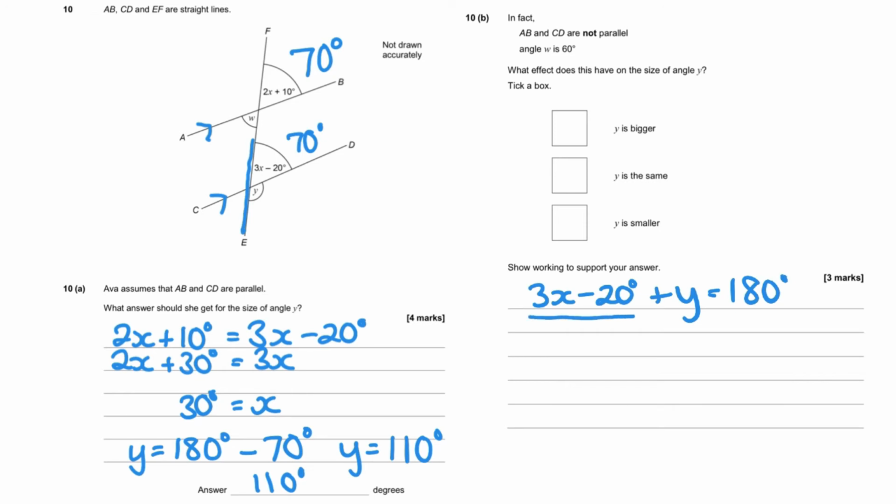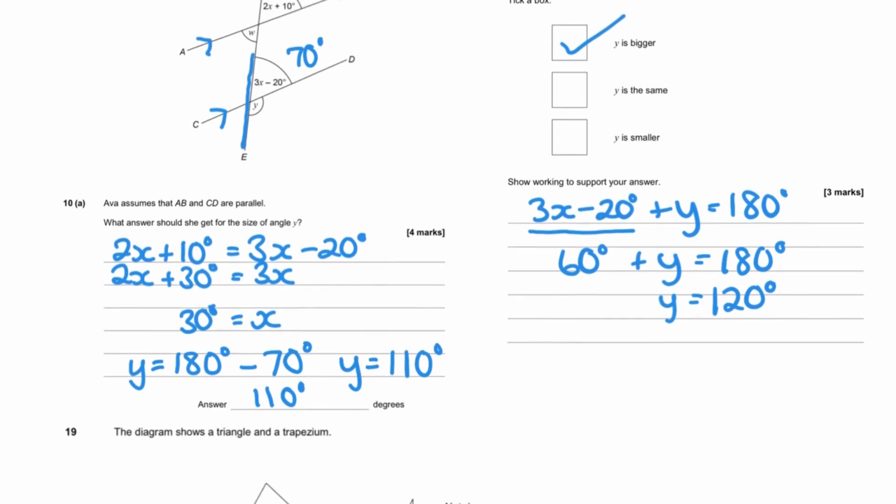But this 3x minus 20 is smaller than we thought. It's actually 60 degrees plus y is equal to 180. So y is equal to 120 rather than the 110 that we worked out. So we can tick the box that y is actually bigger than we thought if angle W is equal to 60 degrees.